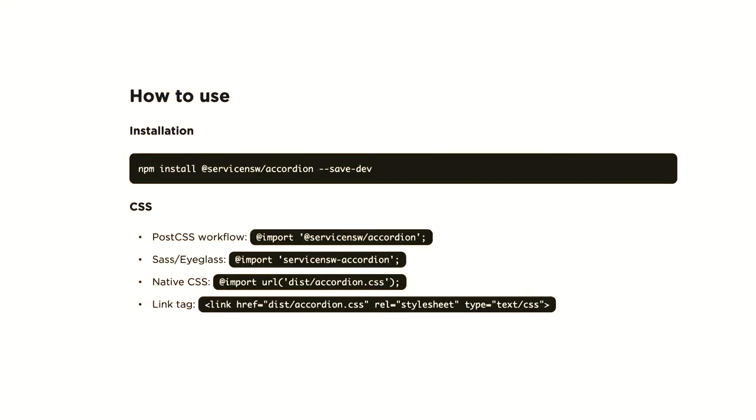So you can also provide options. It's possible to support multiple CSS workflows by providing Sass, PostCSS, and vanilla CSS import options. So here's an excerpt from the Service New South Wales style guide. The accordion CSS gets installed with the npm command at the top. We then provide the four different options for usage. So PostCSS is the preferred option. It's what we've used to build this style guide.